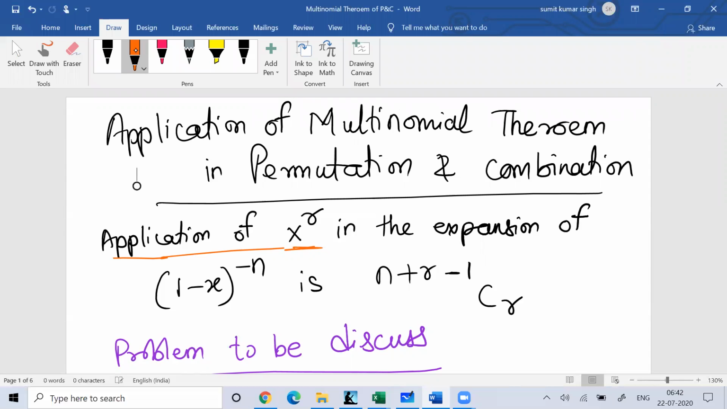The application of x to the power r in the expansion of 1 minus x to the power minus n, and that is equal to this. This is very important. This is the formula we use.